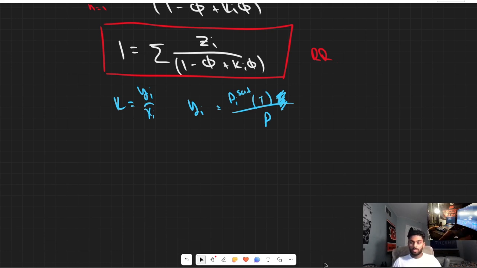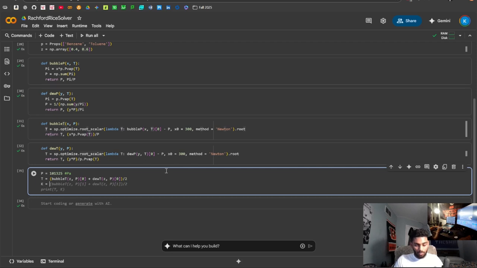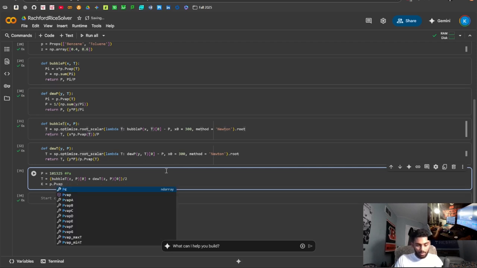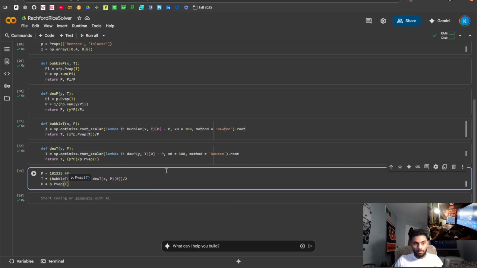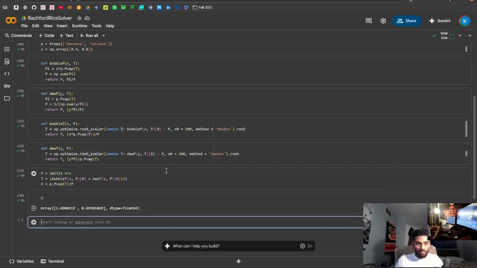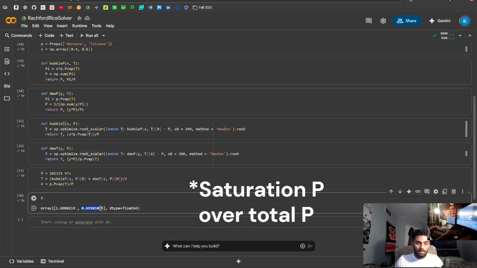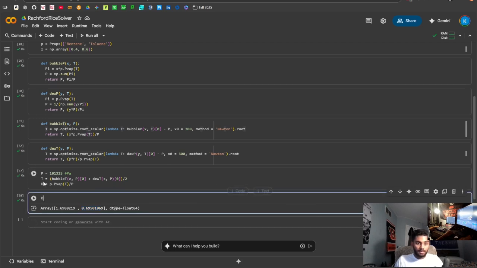So we can also code that into Python because we can actually get that saturation vapor pressure. So I'll define another variable K, which is going to be equal to our vapor pressure at temperature T over the total pressure. And if we look at that, we have an array. So this is going to be the saturation vapor pressure for benzene. This is going to be the saturation vapor pressure for toluene at this temperature here.